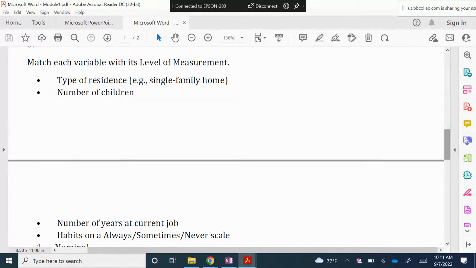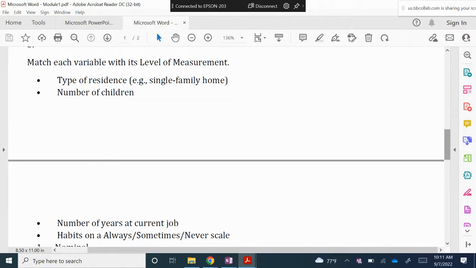And just as a hint, they're all four used. No variable is used twice. So one is nominal, one is interval, one is ordinal, and one is ratio. All right, so let's take a look.